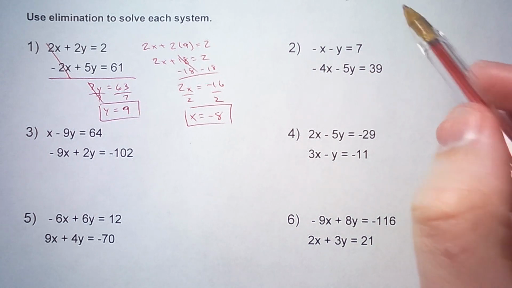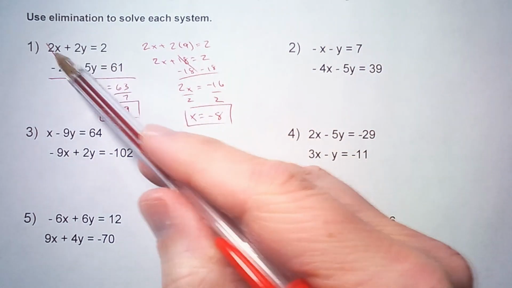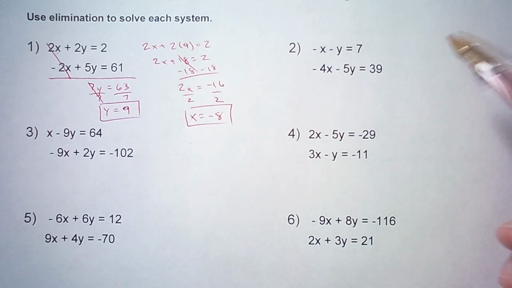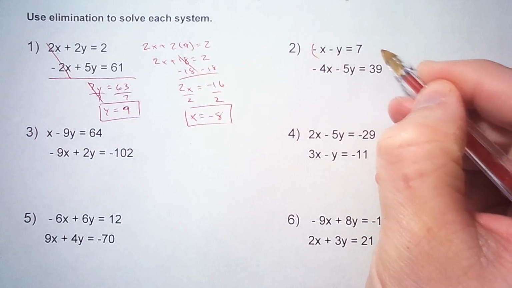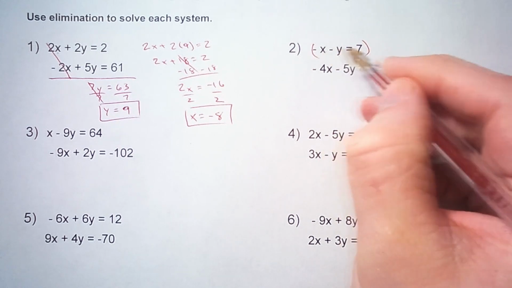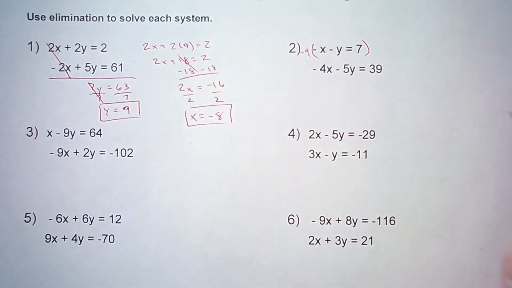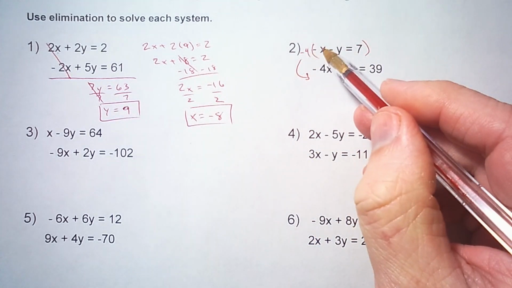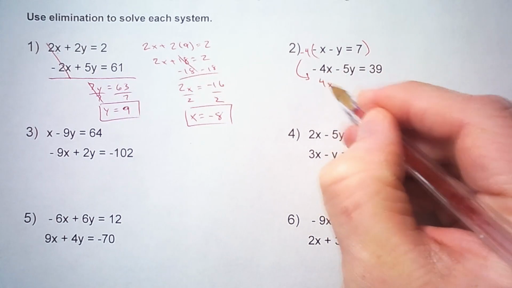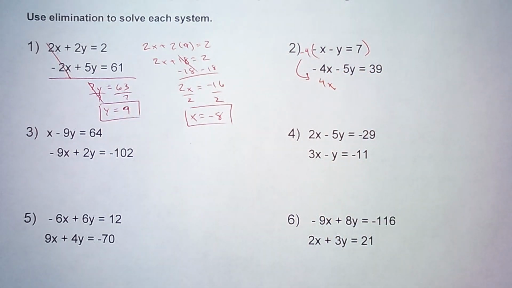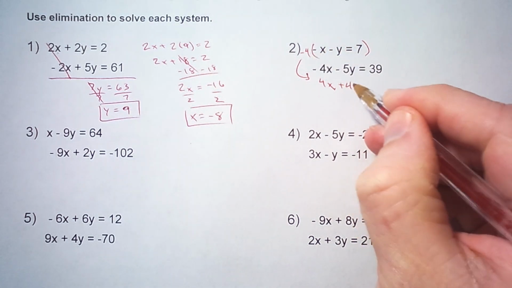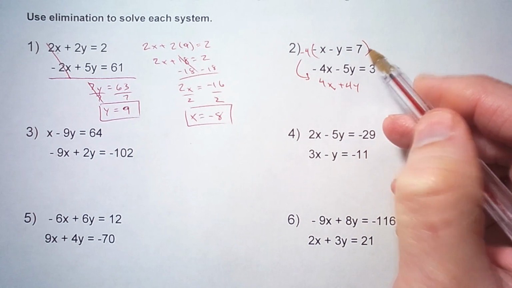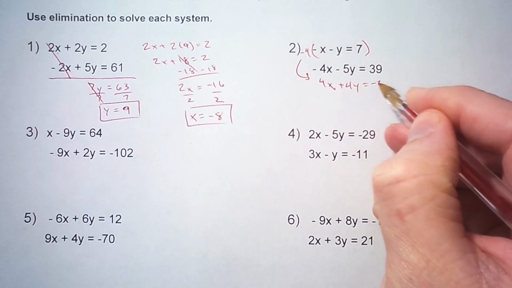Number 2 is not quite as simple because here I was able just to eliminate what was there. On this one, nothing is really set up to eliminate. So what I'm going to do here is multiply this top equation by negative 4. And then I'll rewrite that down here. Negative 4 times negative x is positive 4x, and now those are ready to eliminate. Negative 4 times negative y is positive 4y, and negative 4 times 7 is negative 28.